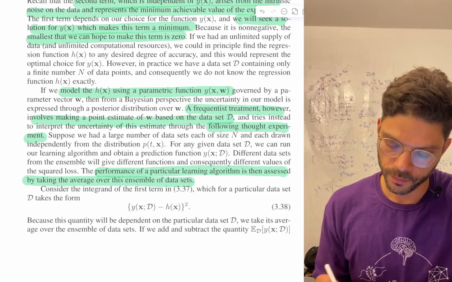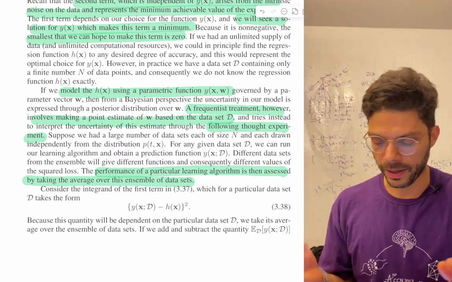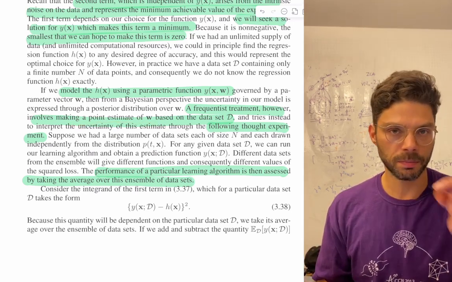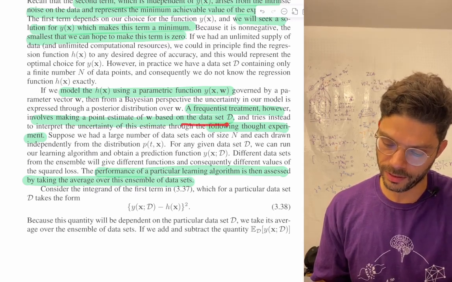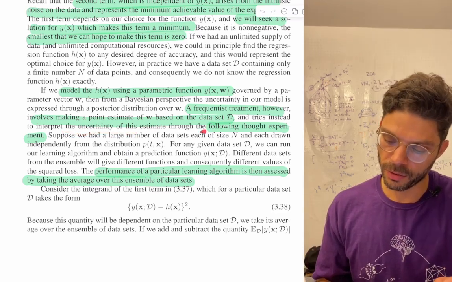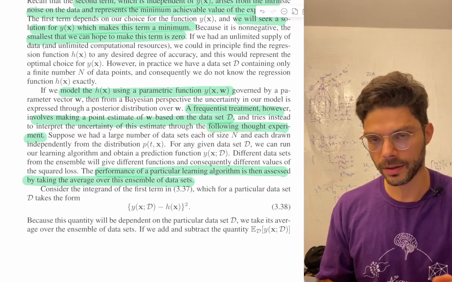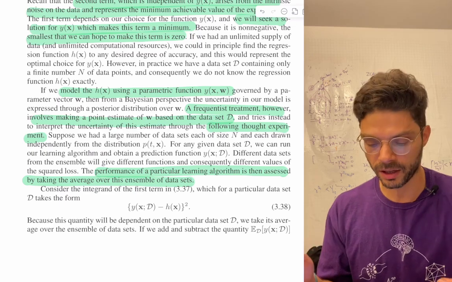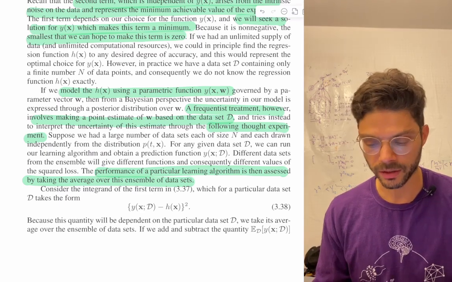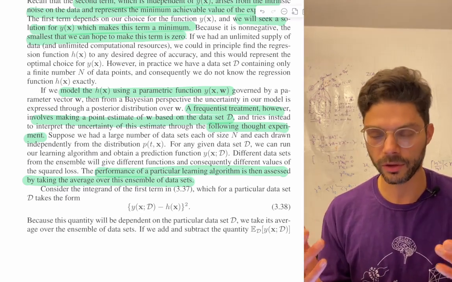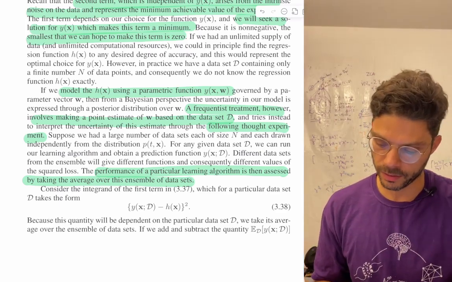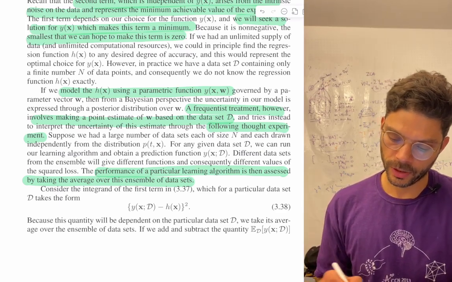So we're going to do the frequentist treatment, and it's a little bit different. It involves making a point estimate of w, so what we've been doing, just reporting one value of w based on the dataset D, and then tries instead to interpret the uncertainty of this estimate through the following thought experiments. Notice that in the frequentist approach, you have to do all these thought experiments, whereas in the Bayesian approach, things just essentially follow from the laws of probability. So that's one of the cognitive advantages of the Bayesian approach. But nevertheless, it is always good to see things from different perspectives. So let's continue.